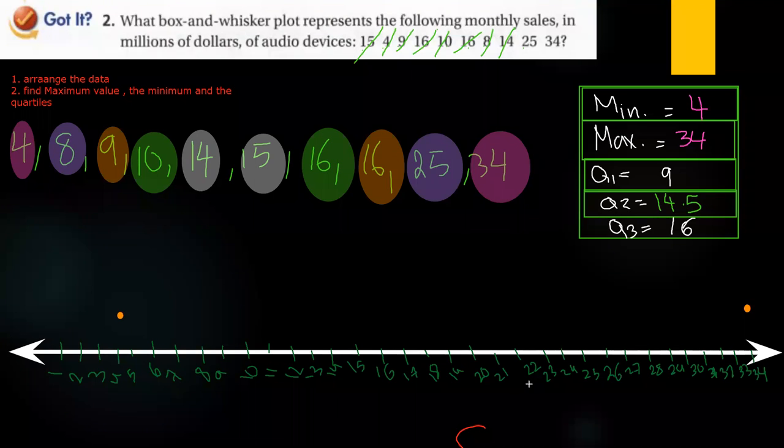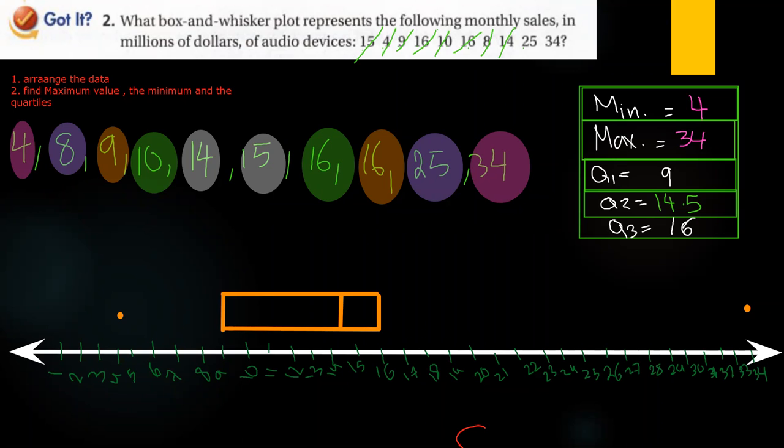Now where's the Q1? Q1, we found it at 9. So at 9. We started from here. This is Q1. Now where's the Q2? 14.5. So in the middle here. And where's the Q3? 16. So now I draw the sides of my box.